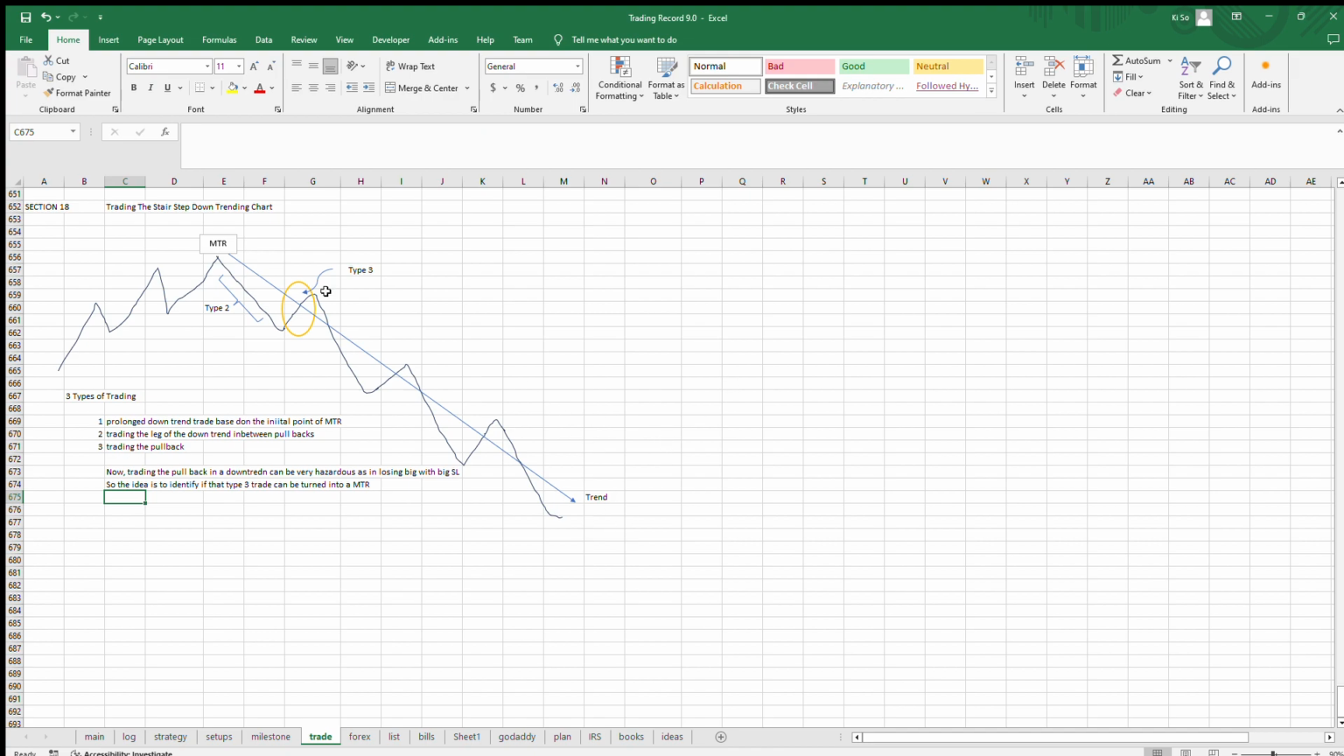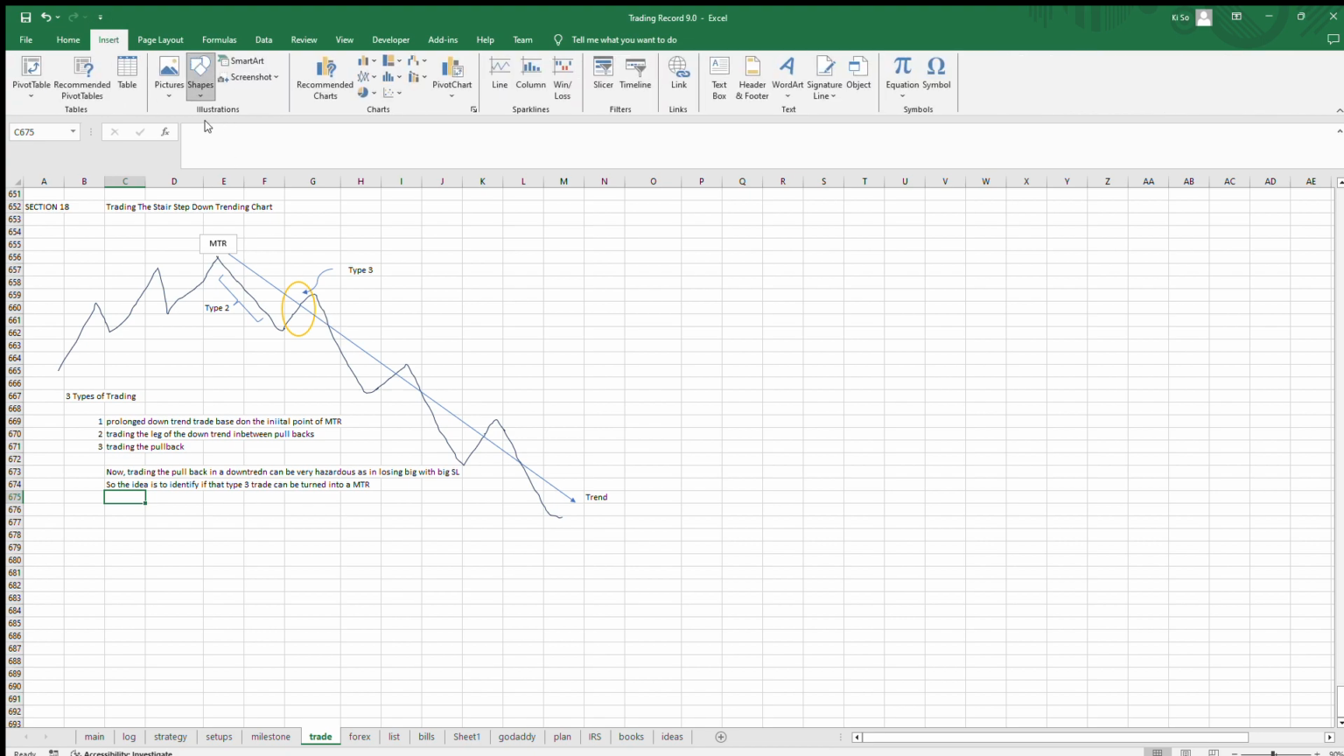That can happen. Now, ideally speaking, that's the idea. So if I look here, it could go sideways here and then pull up like that, and like that, doing a higher high and moving up just like that.